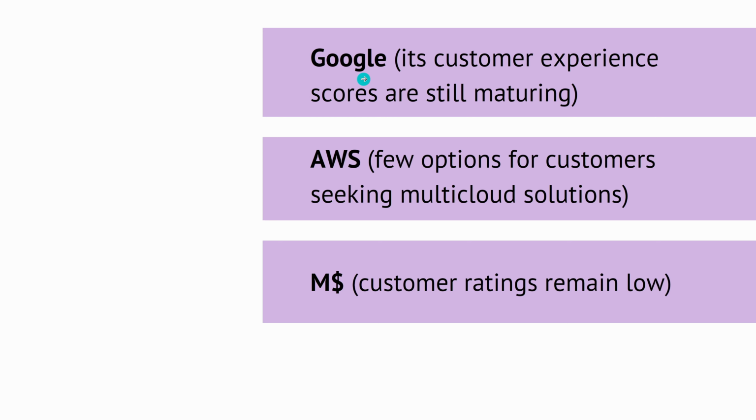Now, Google in Europe is not able to get a security clearance for their bot. The European Union asked Google to provide some basic legal paper, and Google did not succeed. So Bard is not available in Europe. I'm sitting in Europe, so you get it. AWS, great. Here we have fewer options for customers seeking a multi-cloud solution. Everything is more or less focused on AWS. And if you go with Microsoft here, the customer ratings remain rather low.